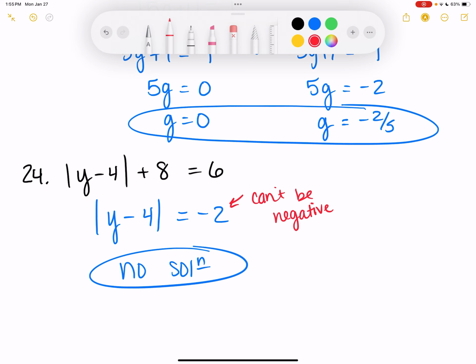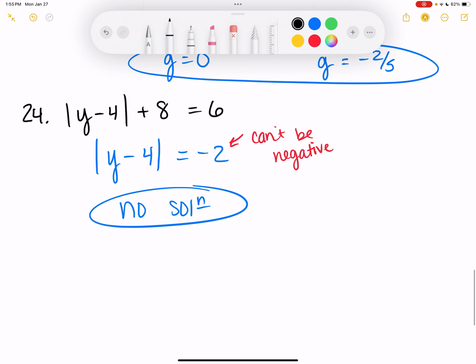All right, so you don't have to write that on your paper when you solve these, okay? Saying no solution, that's going to just come from the fact that you see that this is negative. But I'm just writing this for reference for you when you go back.